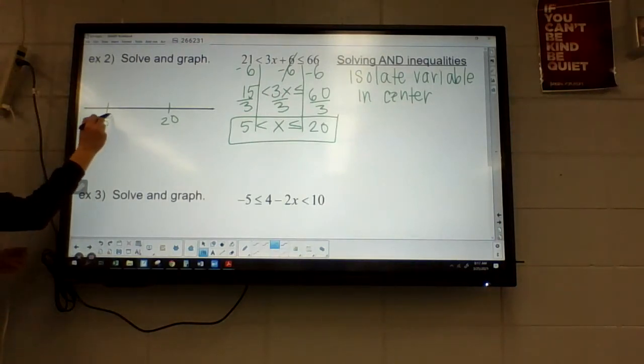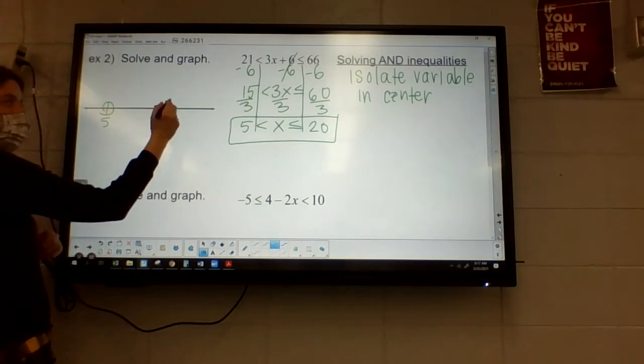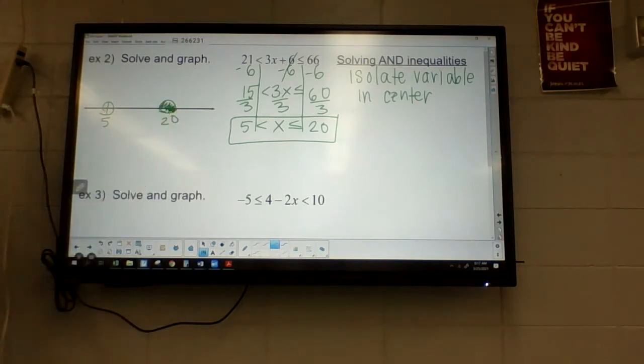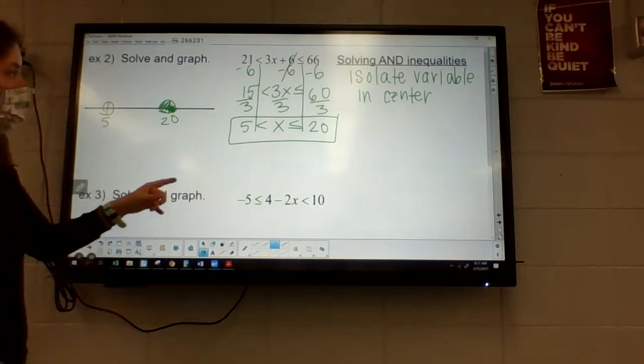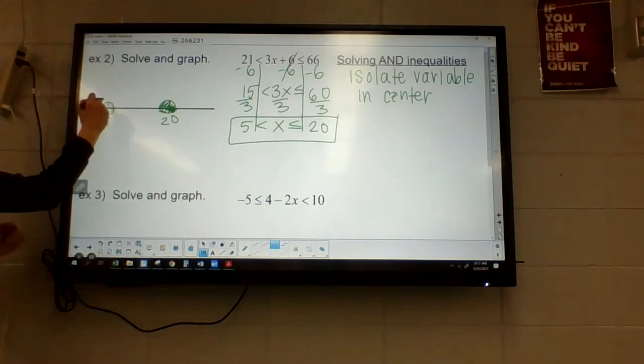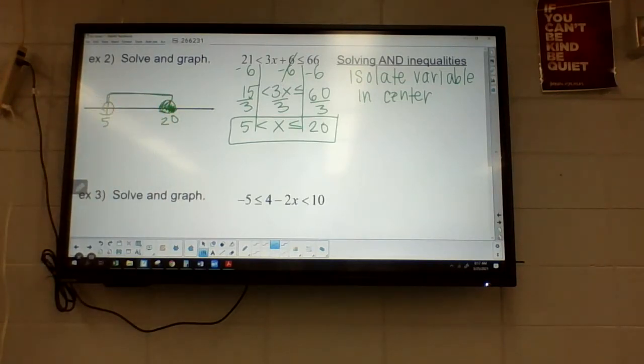Non-filled in, yep, so like the open circle. And then at 20, it has that equal to line, so I'm going to color this in. Now, "and" inequalities are always going to look the same way. They're going to look like a little bridge because x is bigger than 5 but less than 20. So it's in this range of values where numbers would work.